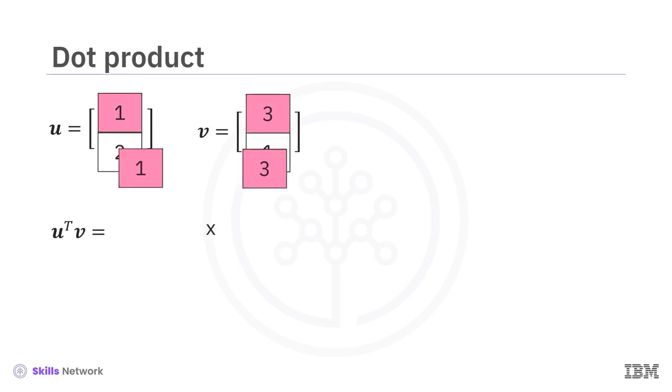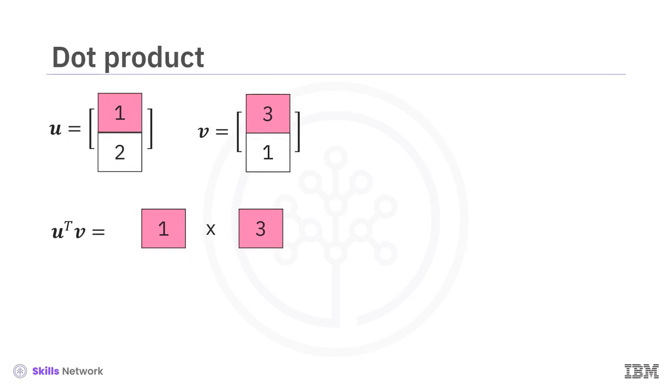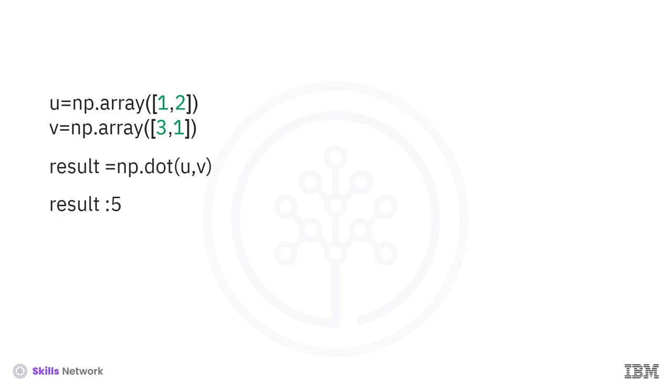We multiply the first component from v and u. We then multiply the second component and add the result together. The result is a number that represents how similar the 2 vectors are. We can also perform dot product using the NumPy function dot and assign it to the variable result as follows.